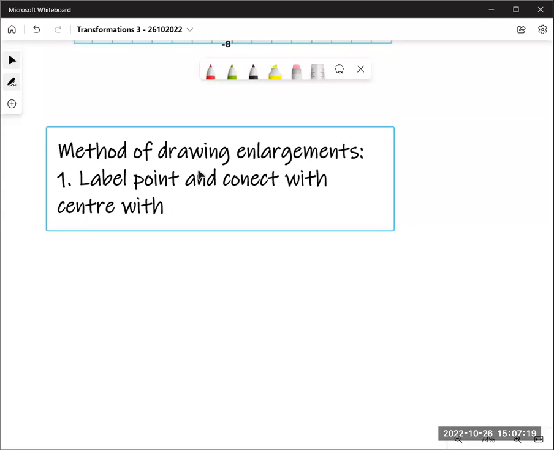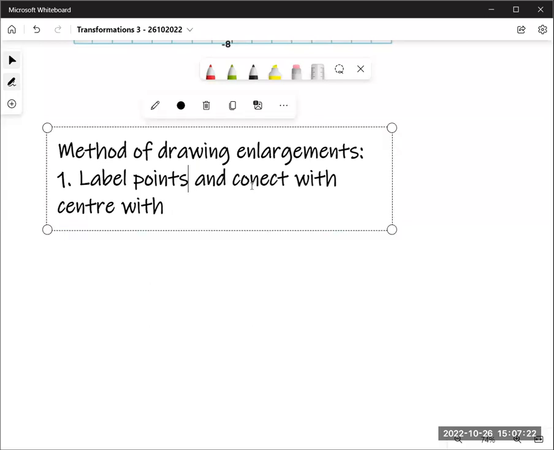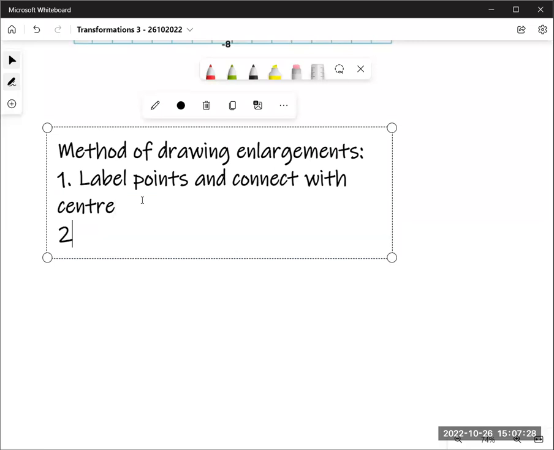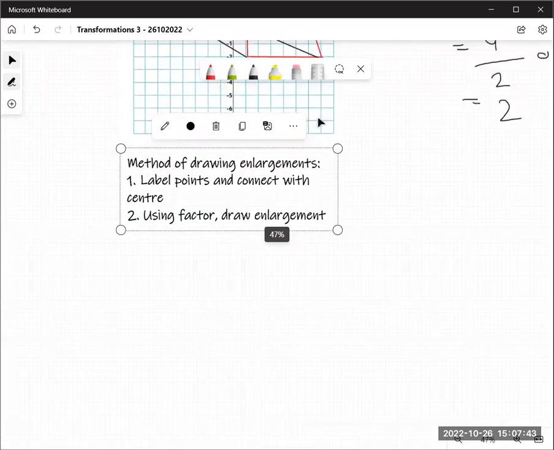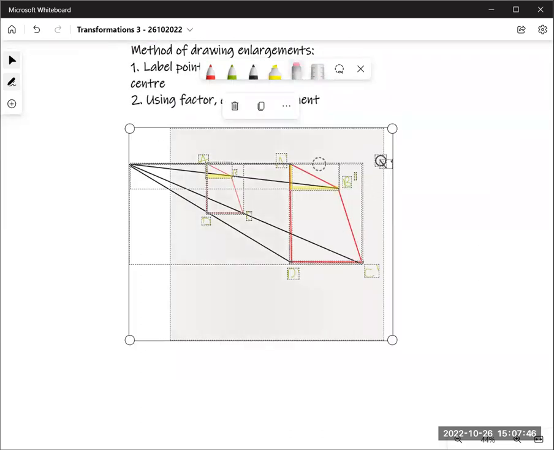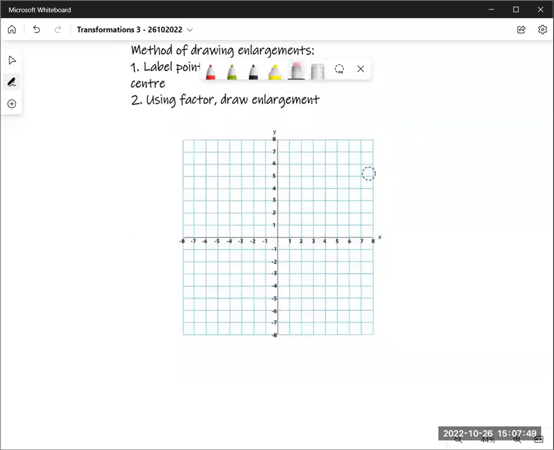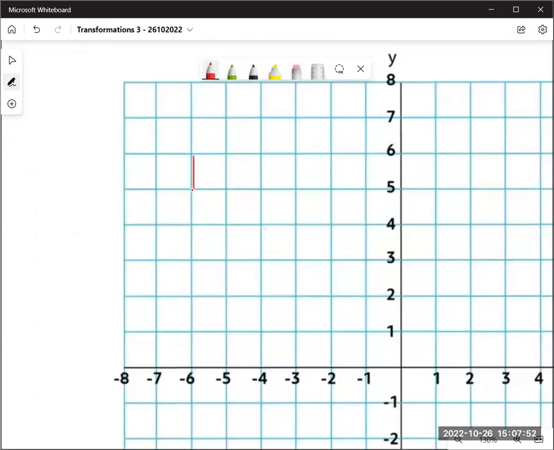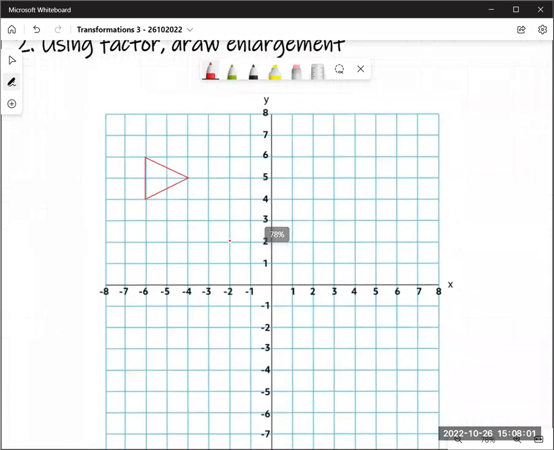All you have to do is write this in your notebook. Label points and connect them with the center, and that's it. Then using the factor, draw the enlarged points. Now don't write it right now. Actually, let's look at an example first. Let's take an example of this question. What if they ask you to draw the enlargement of a shape like this? And the center is exactly right here.